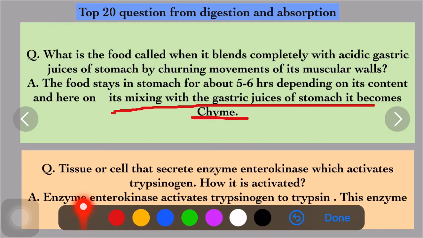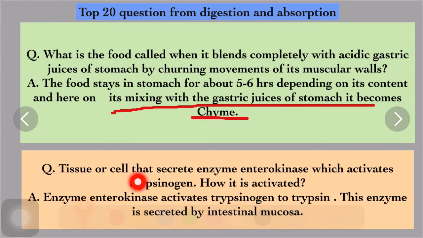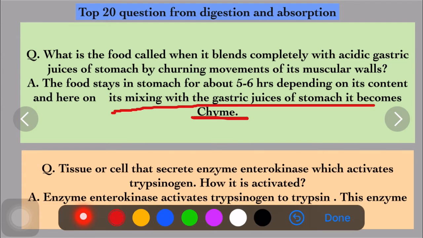The next question is, tissue or cell that secrete enzyme enterokinase which activates trypsinogen. Trypsinogen is again an enzyme. How it is activated? So the enzyme enterokinase activates trypsinogen into trypsin. This enzyme is secreted by intestinal mucosa.